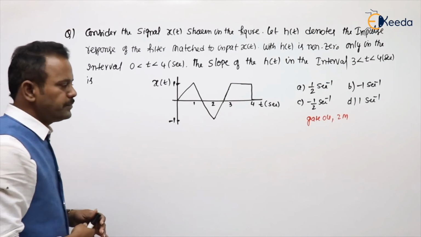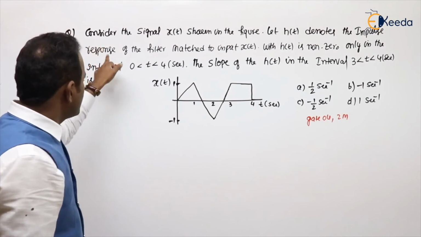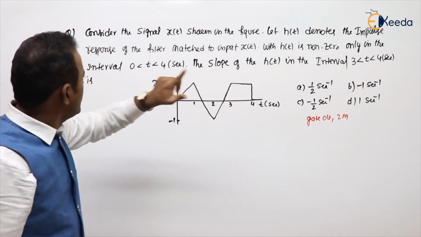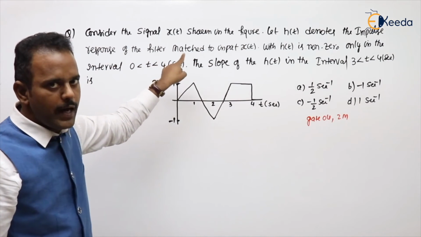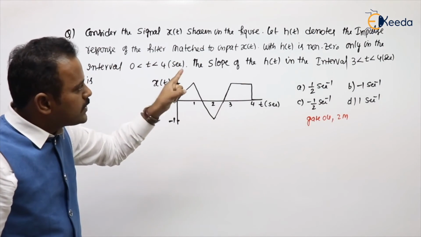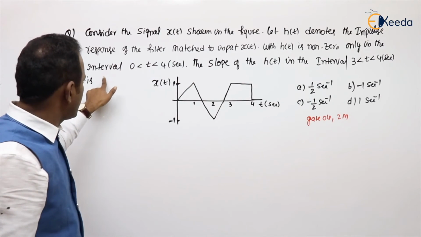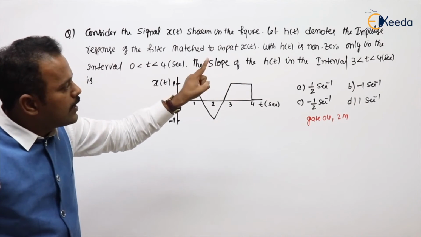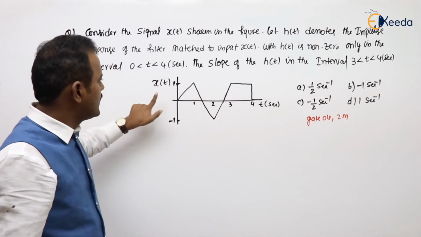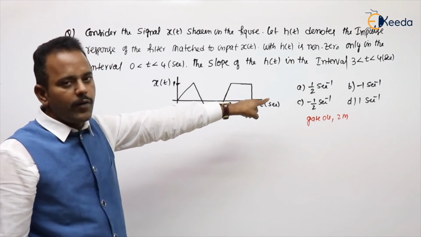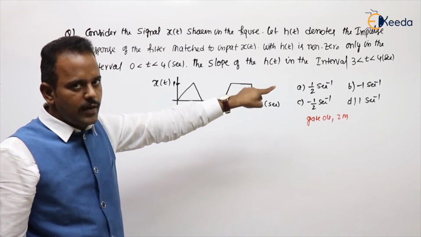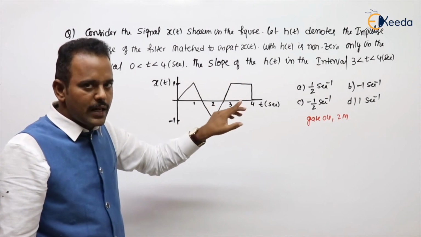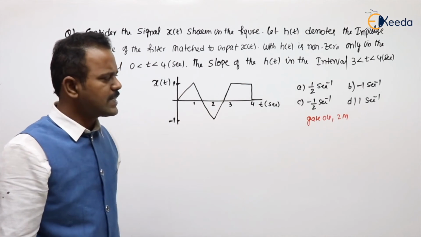See the next problem on the matched filter. Consider the signal x of t shown in the figure. Let h of t denote the impulse response of the filter matched to the input x of t, with h of t non-zero only in the interval 0 to 4 seconds. The slope of h of t in the interval 3 to 4 seconds is... this is the x of t given, and he gave the options. Option A 1/2 second inverse, option B -1 second inverse, option C -1/2 second inverse, option D 1 second inverse.